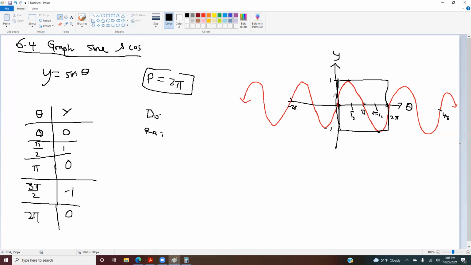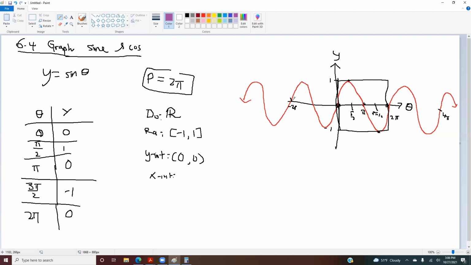What's the domain here? Since this keeps on going, the domain is all real numbers. The range, if you look at this, goes from -1 to 1. It has only one y-intercept, which is (0, 0). But for the x-intercept, you have a lot.